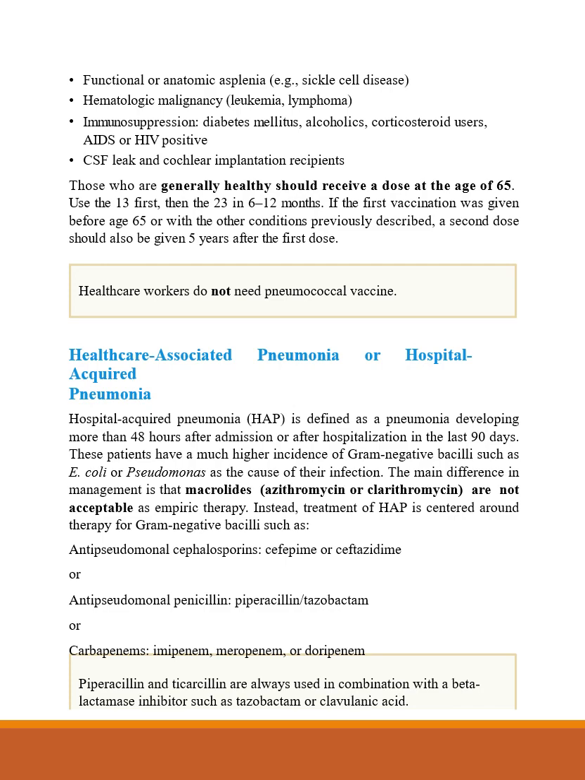Let's go to the next slide, slide number 16. Number one, functional or anatomical asplenia, for example sickle cell disease. Number two, hematological malignancy, leukemia, lymphoma. Number three, immunosuppression: diabetes, alcoholism, corticosteroid use, AIDS or HIV. And the last one is CSF leak and cochlear implant recipients.